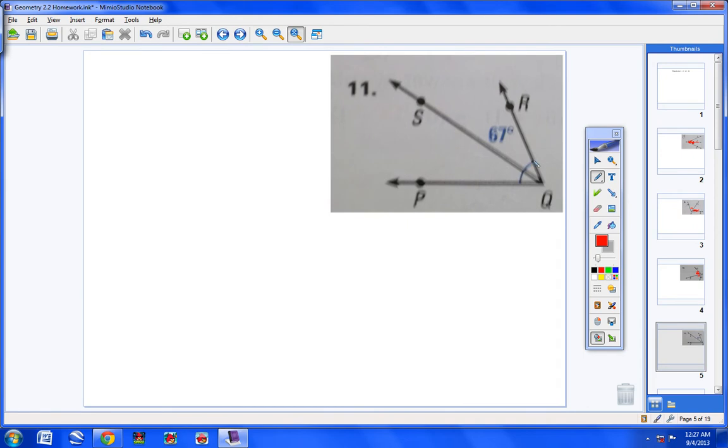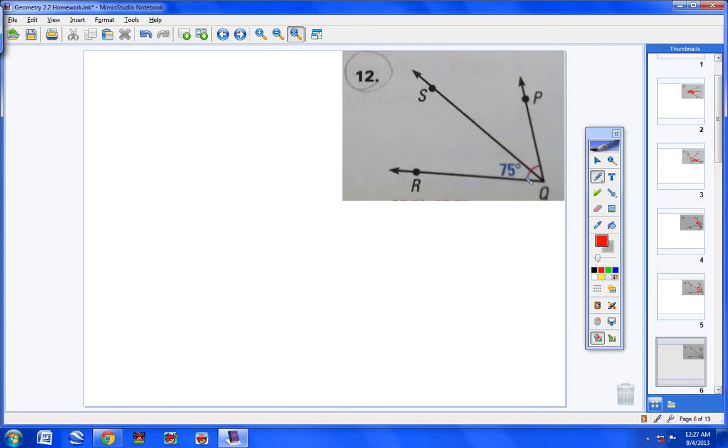Okay, the entire angle is 67, and QS cuts that right in half. And so with that in mind, I'm going to take 67 and divide it in 2. And that means I will get 33.5 degrees for this angle here. And this little angle down here will also be 33.5. Moving on to number 12.